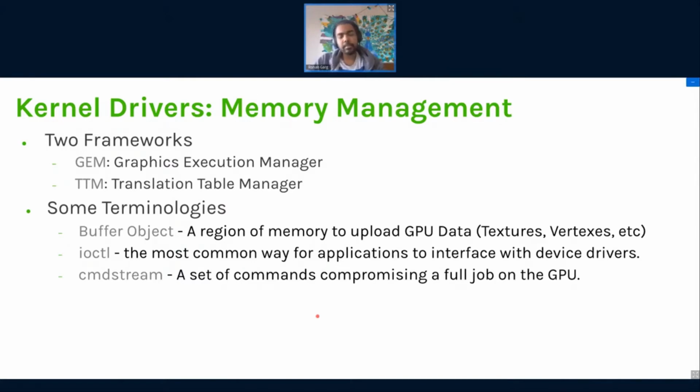A buffer object, for example, is a region of memory to upload GPU data, such as textures and vertices. Just treat it as a region of memory, essentially, for now. An ioctl is the most common way for applications to interface with device drivers. And a command stream is a set of commands comprising a full job on the GPU. Everything good with that? Everyone good with that so far?